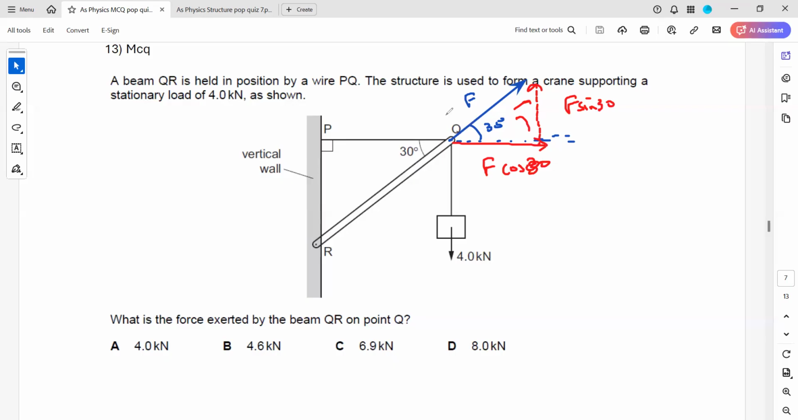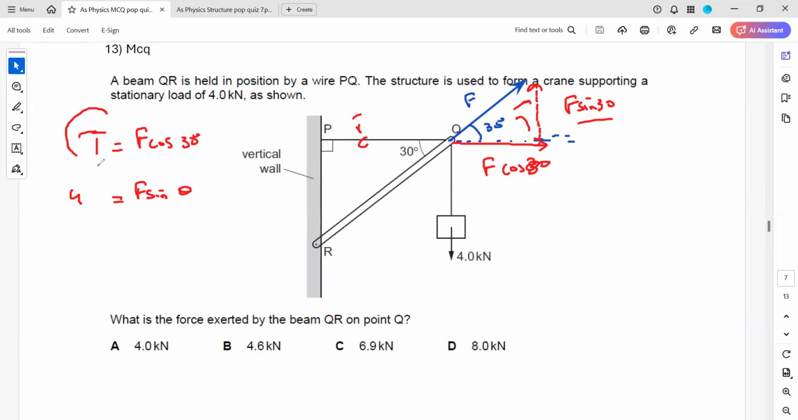So what does it mean? Because it is held stationary, there is no resultant force. So this T, which is acting towards the left, equals F cosine 30, which is towards the right. And this F sine 30, which is acting upward, balances with a downward force of 4 kilonewton. Because all of the options are in kilonewton, I did not convert the unit. I kept it in kilonewton, so I'll keep it 4. So 4 equals F sine 30.